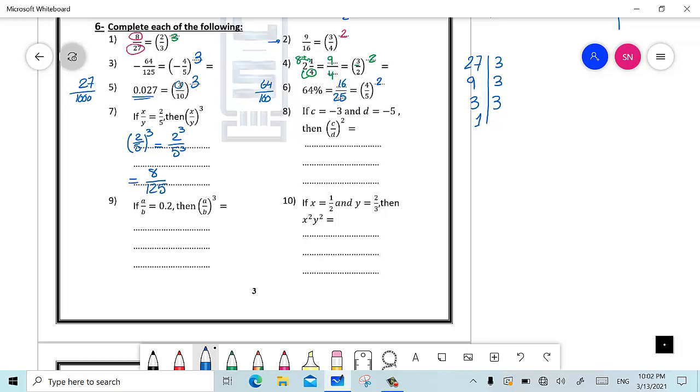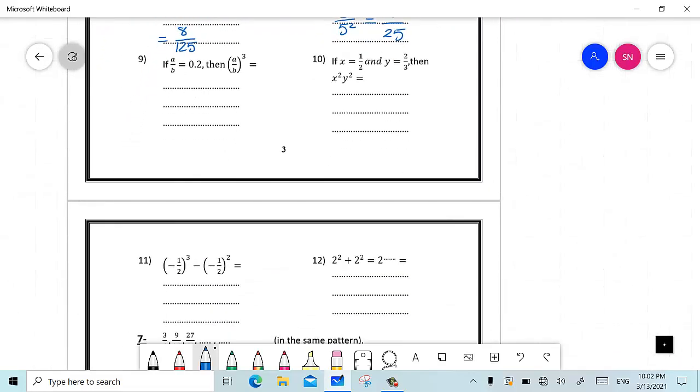And number 8, if c is equal to negative 3 and d is equal to negative 5, then c over d all raised to the power of 2. I know that c is equal to negative 3. So I have here negative 3 over d, which is negative 5, and it's all to the power of 2, which is going to equal 3 over 5 to the power of 2. Distribute the 2 on the numerator and in the denominator, so 3 to the power of 2 over 5 to the power of 2, which equals 9 over 25.